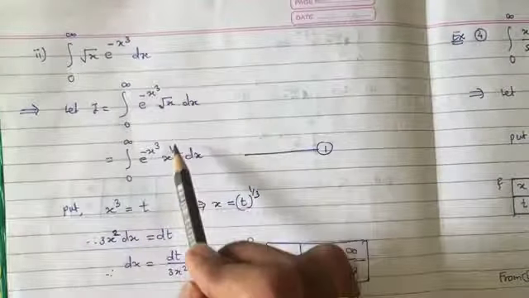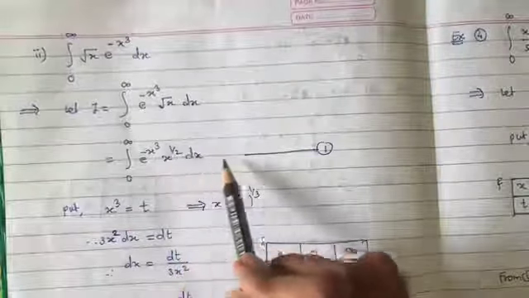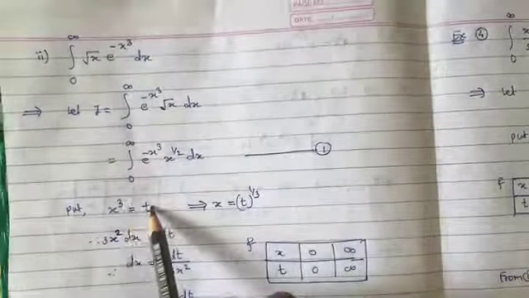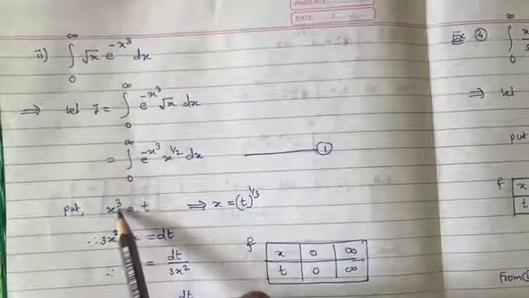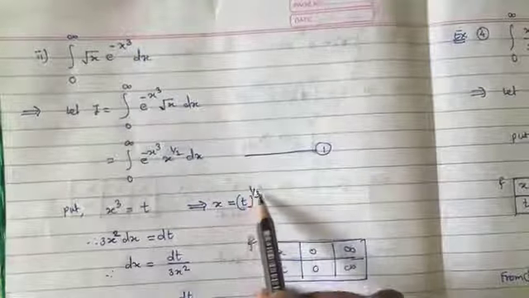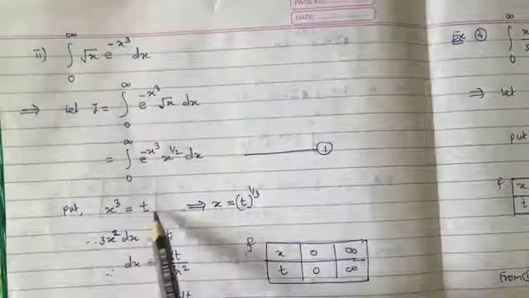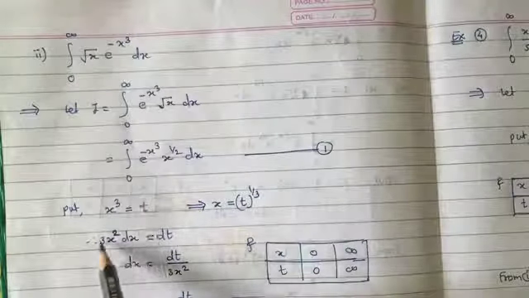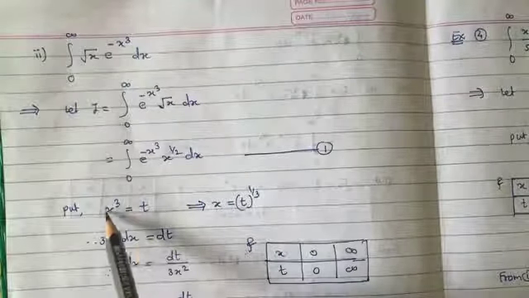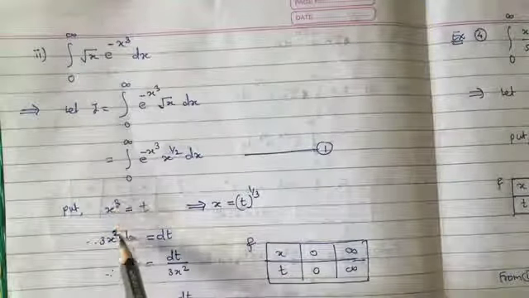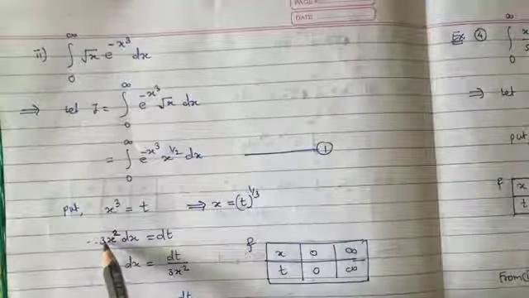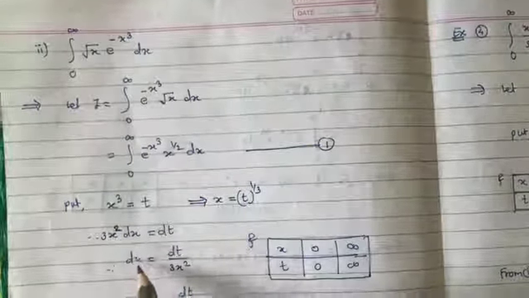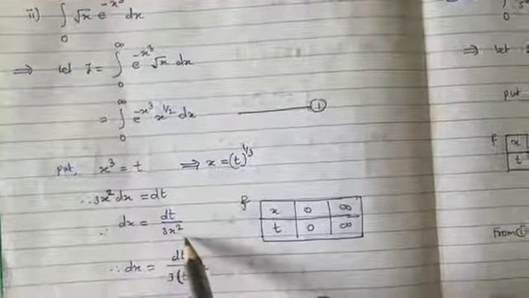Now here write root x as x raised to 1 by 2. Call this equation number 1. Now here put x cube equal to t. Then find the value of x. Here x is equal to t raised to 1 by 3, taking the cube root on both sides. Then differentiate this equation, that is 3x square into dx, since the derivative of x cube is 3x square and the derivative of x is dx. So 3x square dx is equal to dt. Then rearrange for dx: dx is equal to dt upon 3x square.